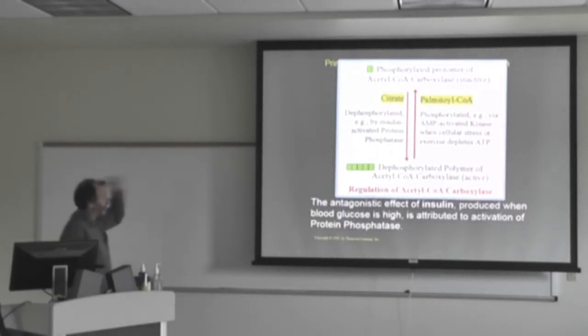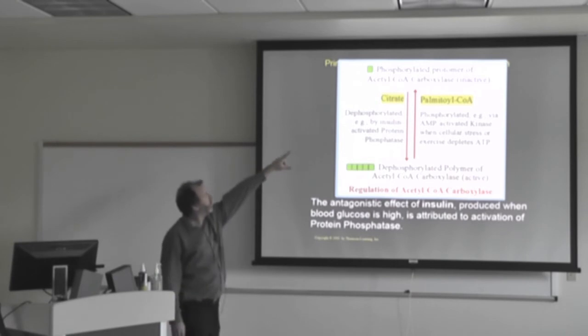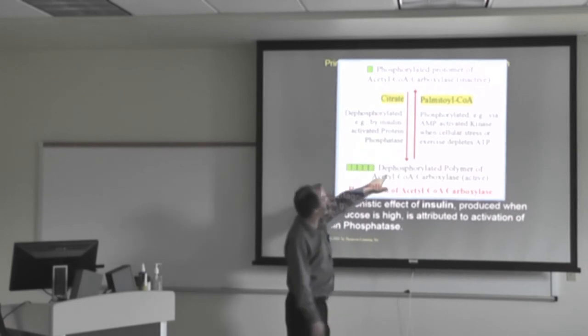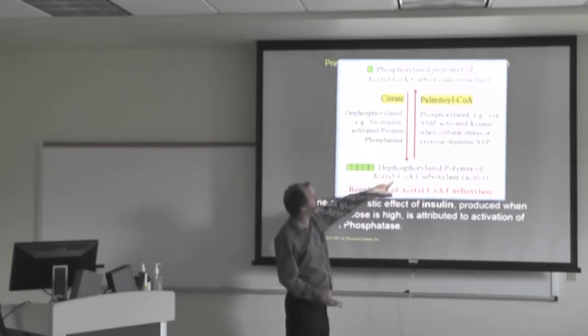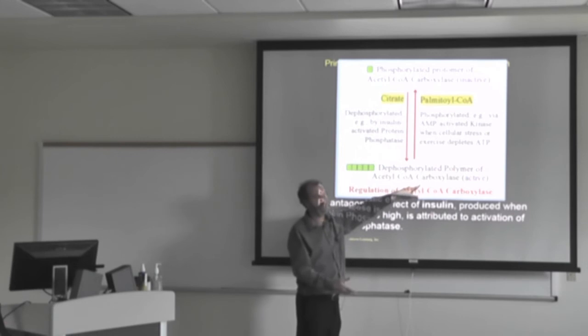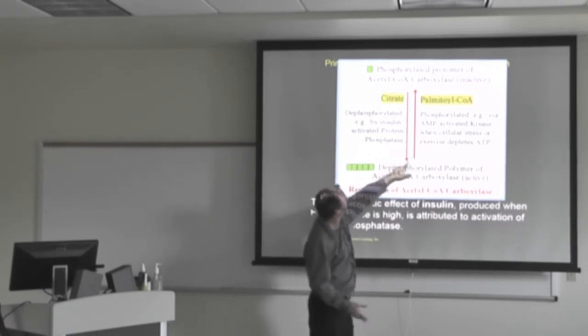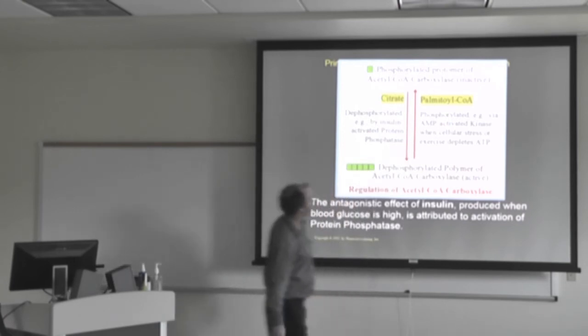So the phosphorylated protomer of the acetyl-CoA carboxylase is inactive. Citrate activates it, causing the dephosphorylated polymer of acetyl-CoA carboxylase to be active, whereas palmitoyl-CoA shifts it to the inactive form.